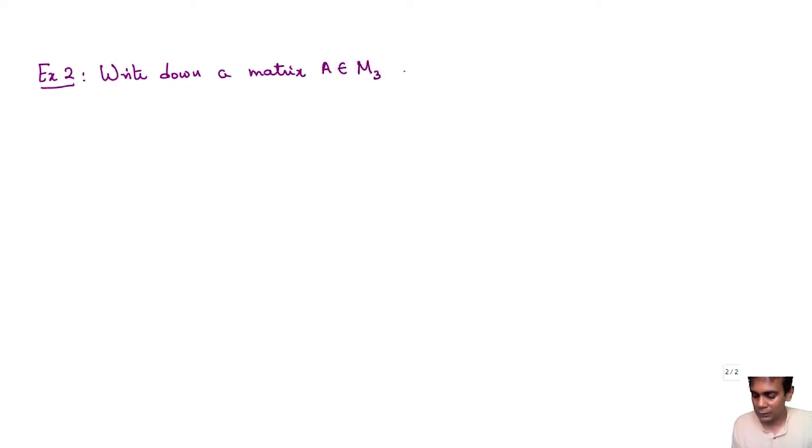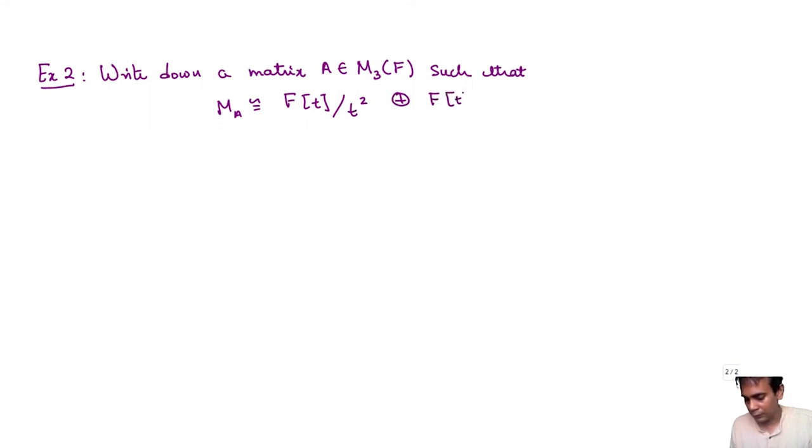Let's try another similar exercise. Write down a matrix A belonging to M3. The size of the matrix is always the dimension of the module as a vector space over the field F. We'll work with the field Q here. Actually, I can take any field F, it doesn't matter, such that M_A is isomorphic to F[T] mod T squared direct sum F[T] mod T.